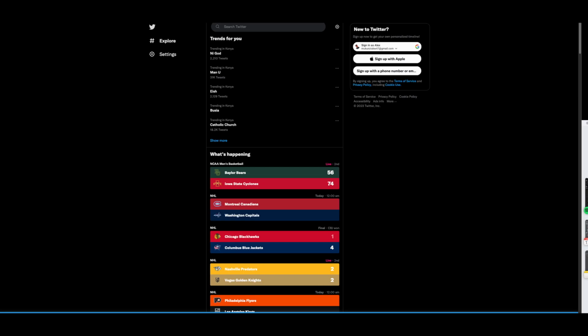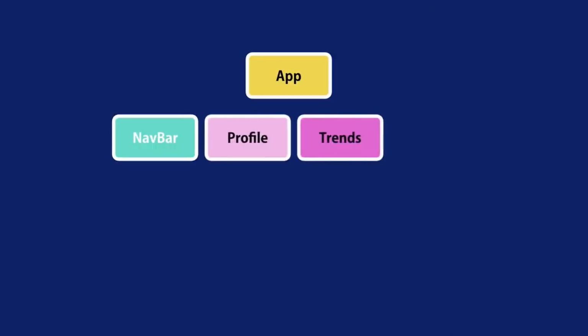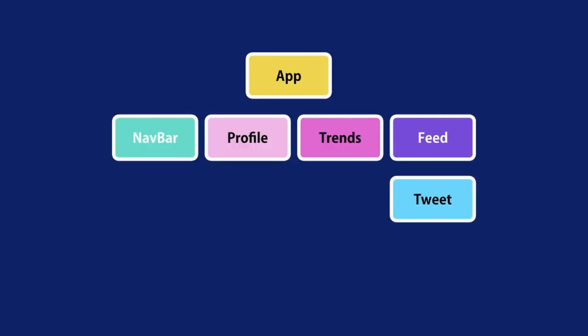Here's an example. Let's imagine we want to build an application, and below that we have navbar, profile, trend, and feed. Now feed includes several tweet components. Each tweet component can include a like component, which we can reuse on other pages or even in different applications. So as you see, each component is a piece of UI. We can build these components in isolation and then put them together to build complex UIs.